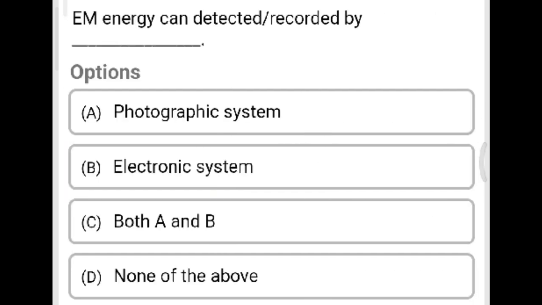Next question, EM energy can be detected or recorded by option A photographic system, option B electronic system, option C both A and B, option D none of the above. The correct answer is option C both A and B. The EM energy can be recorded or detected by photographic system and electronic system.